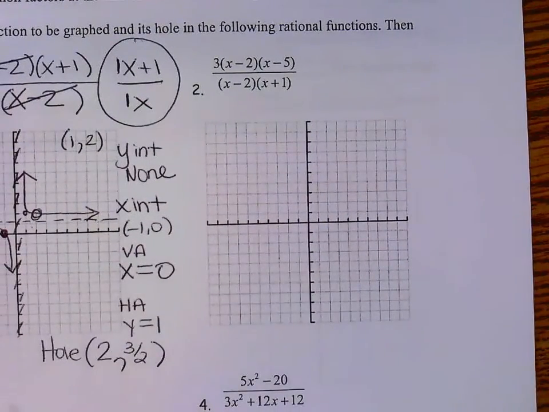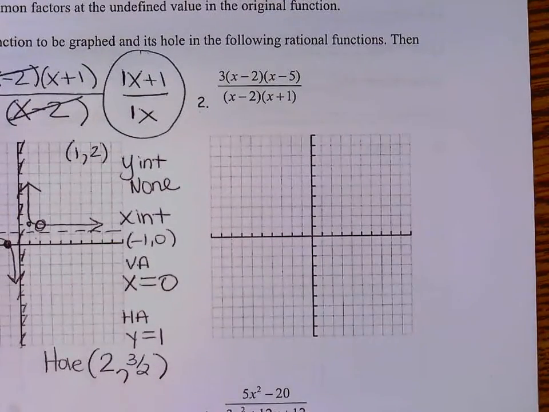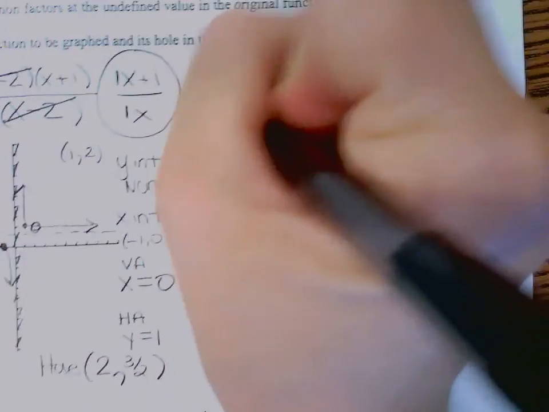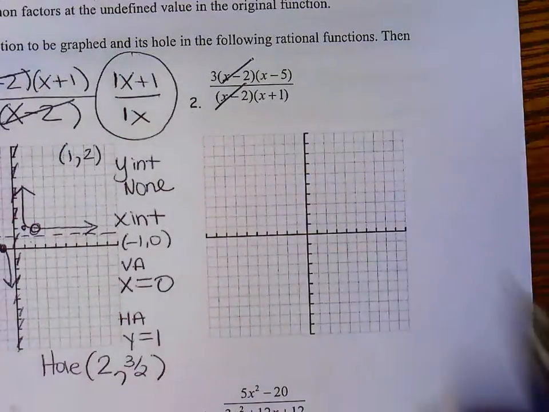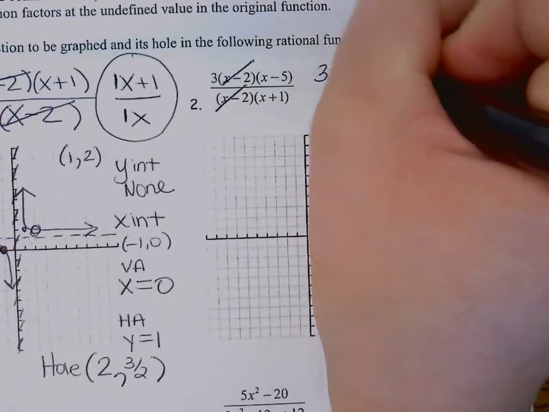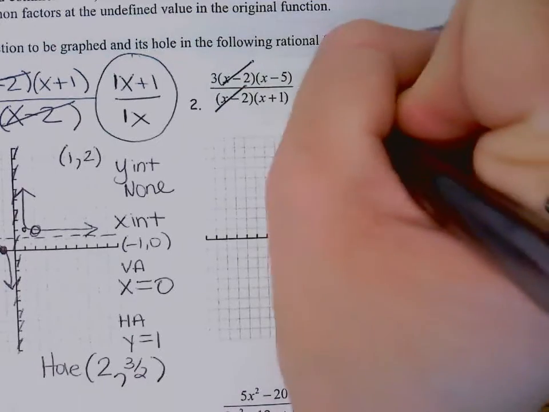All right, number 2 is nicely factored for you. What cancels? Again, the x minus 2's cancel. That's just a coincidence, but my function is now 3 times x minus 5 over x plus 1.